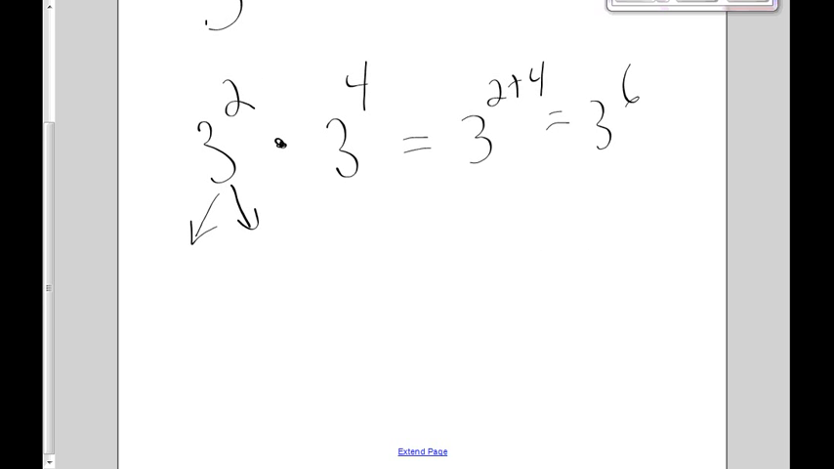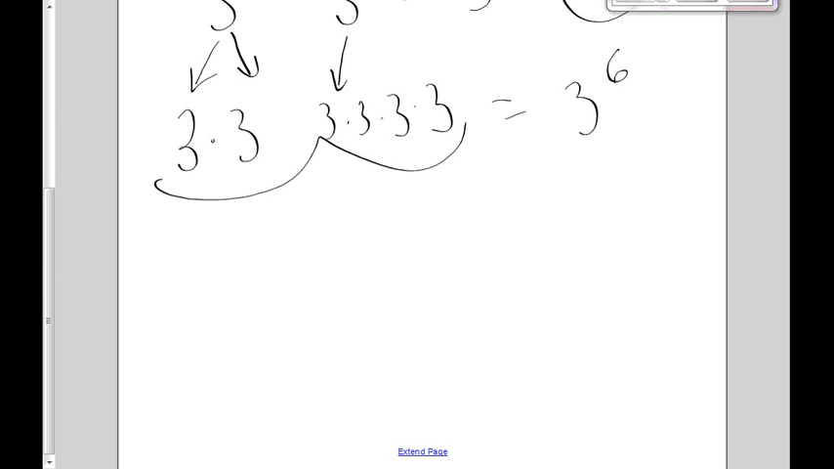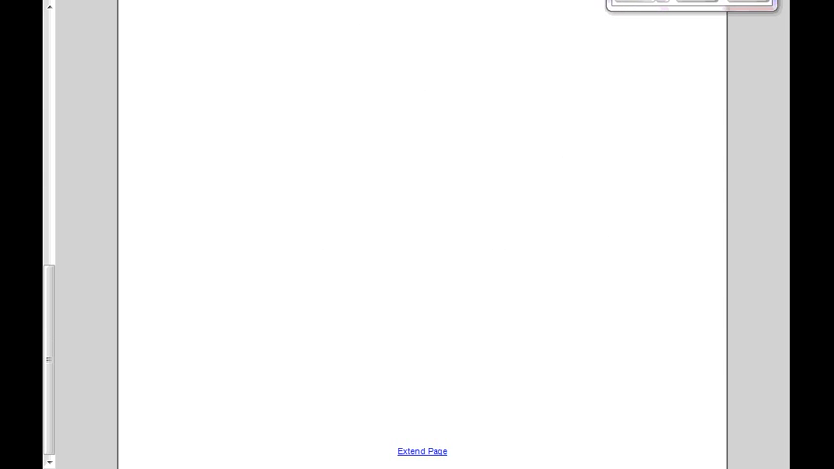3 squared is 3 times 3. And 3 to the 4 is 3 times 3 times 3 times 3. And all together we have 4 plus another 2. We have 3 to the 6, just like we had previously applying the rule. Okay, so when we multiply powers of the same base, we can add their exponents.